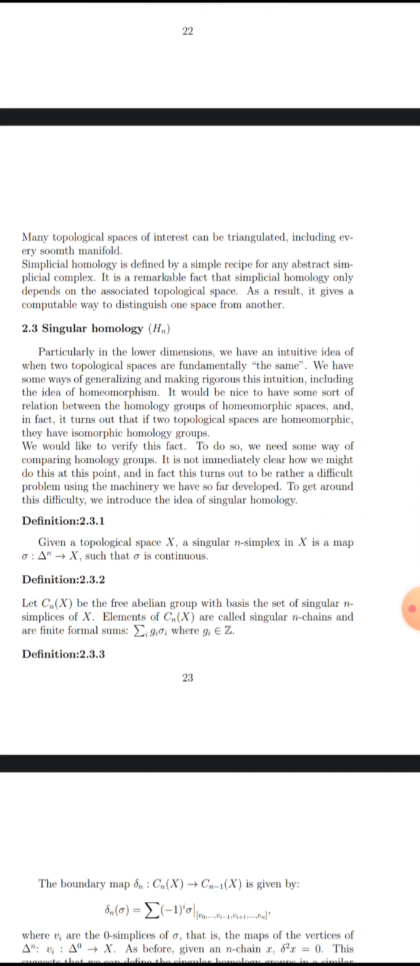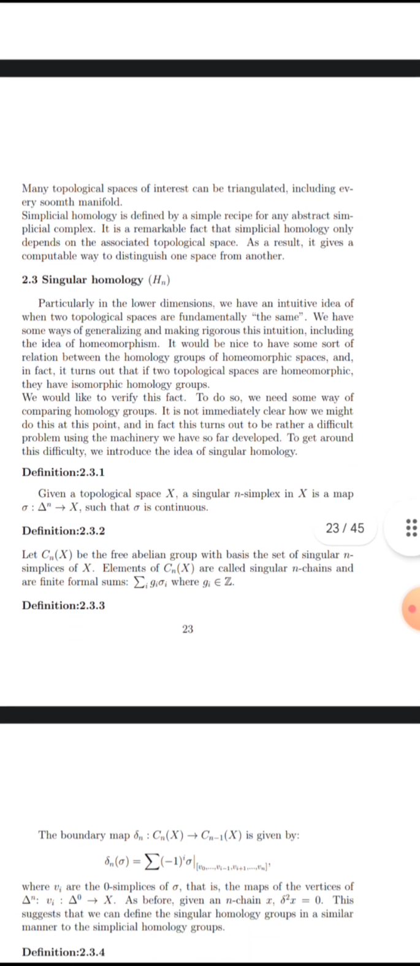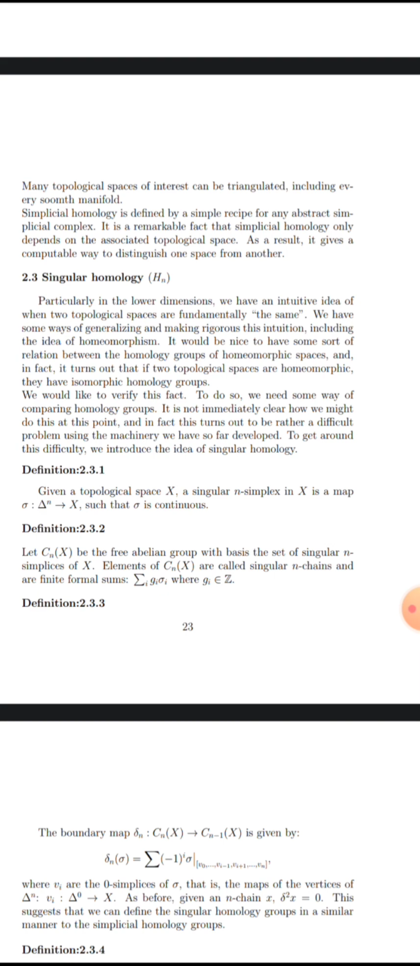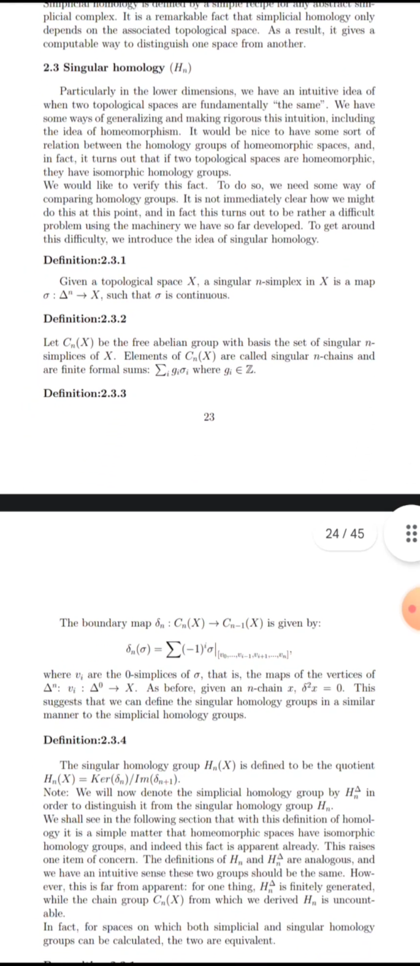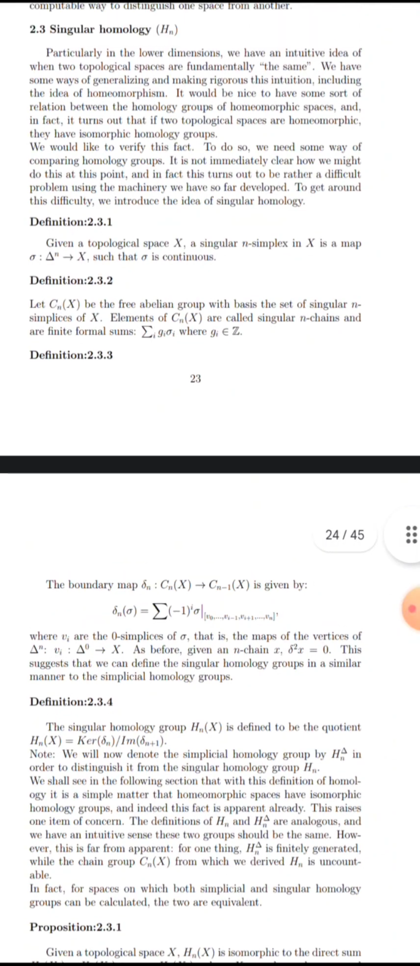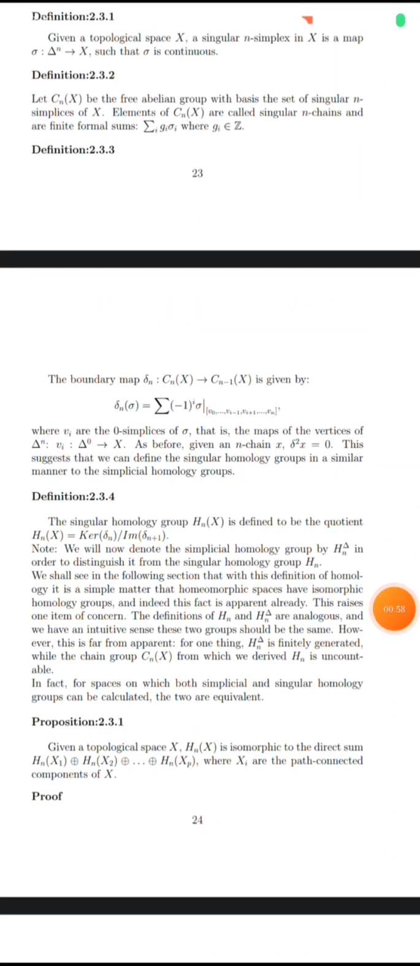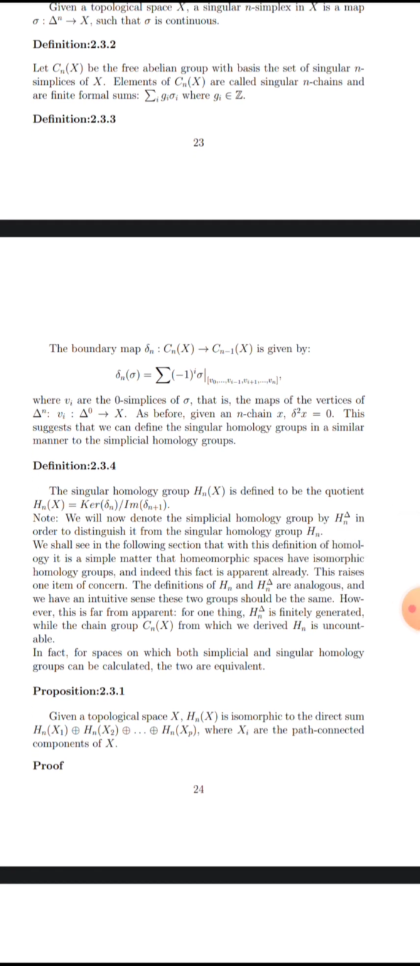Next definition. Let Cn of X be a free abelian group with basis the set of singular n simplices of X. The elements of Cn of X are called singular n chains, and are finite forms of summation i gi sigma i where gi belongs to Z. Next, another definition, a singular homological group Hn of X is defined as a quotient group. Hn of X is equal to kernel delta n mod image of delta n plus 1.